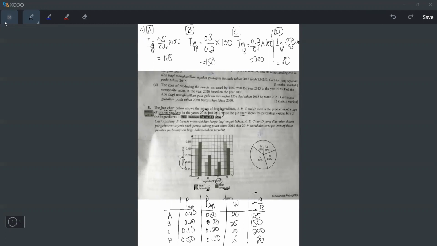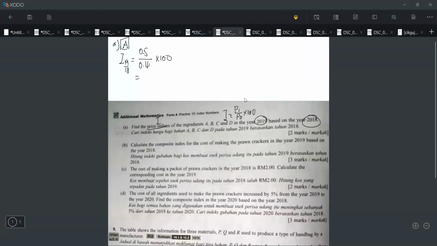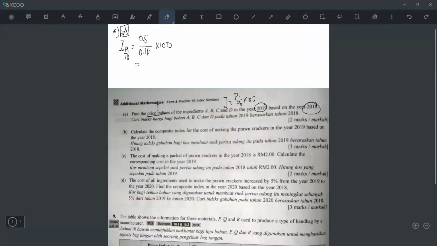Right. Now we can go to the next question. I hope you bought it already at home. Alright, so next, wait, how do I write? So next, question B, what do they want to find? Calculate the composite index for the cost. So for B they want you to calculate the composite index for 19 based on 18.